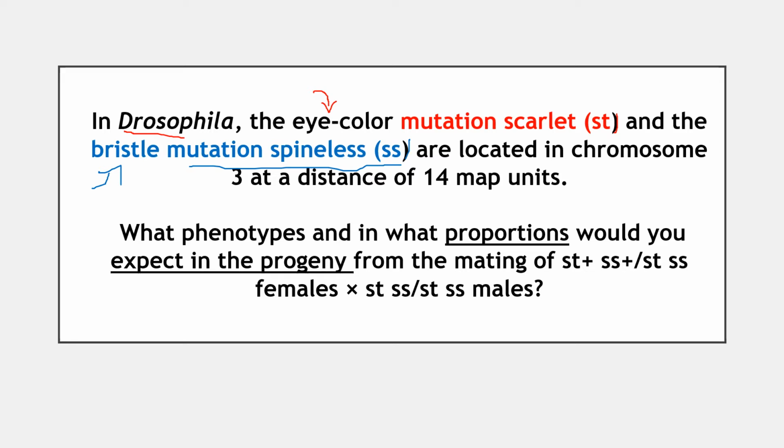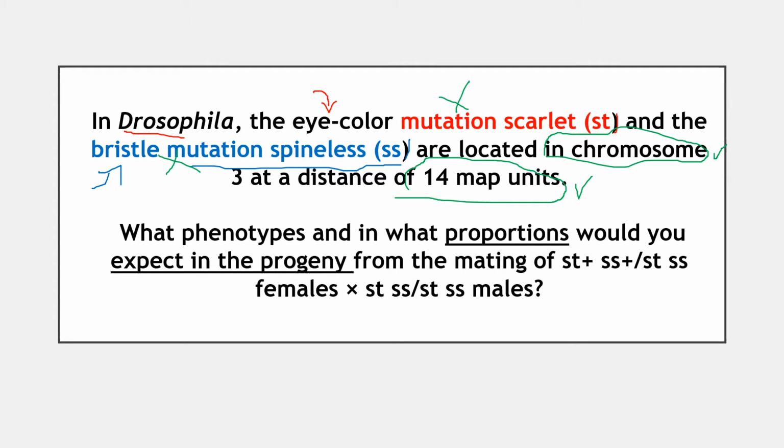And here is the most important part of this information. The name of this mutation or this one is not very important, we can change it. However, the most important part is this, that they are in the same chromosome, located in one chromosome, in this case the third one, and that the distance is 14 map units. That is the most important information to answer this question. And I will show you in a second why.